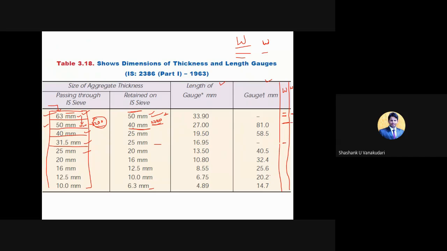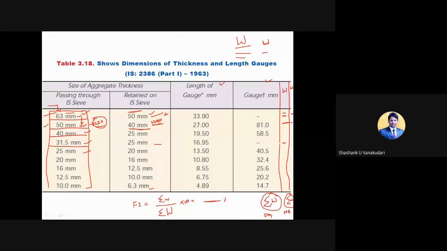After this, what we need to do? We need to do the summation of all these capital W's, and then the summation of small w. So how are you going to find the flakiness index? You find the flakiness index using the formula: summation of small w divided by summation of capital W, multiplied by 100. This is in terms of percentage. Summation of small w will be in the numerator and summation of capital W will be in the denominator. So like this we are going to find the flakiness index.